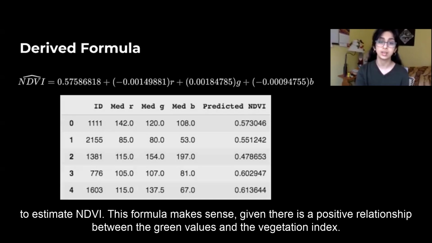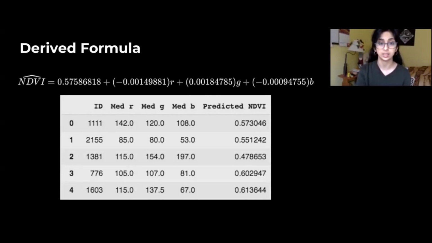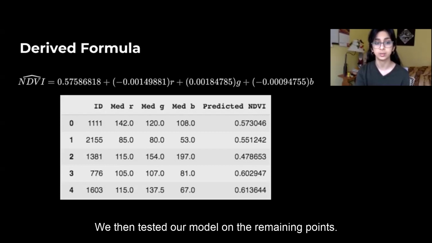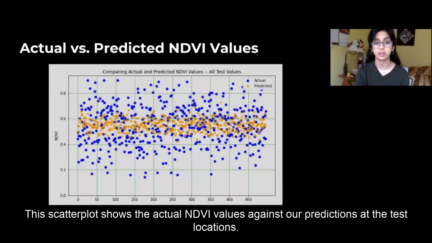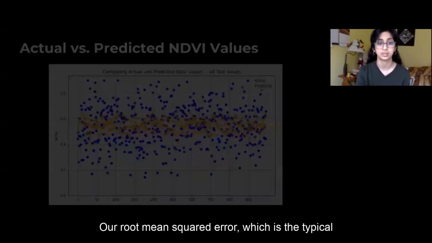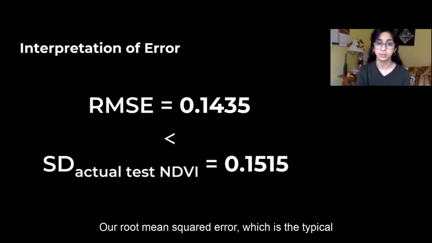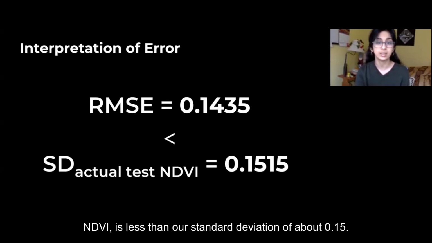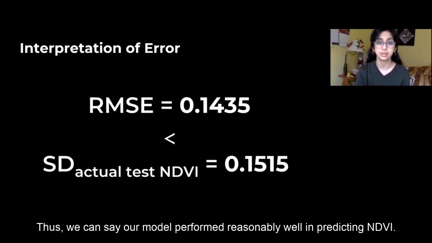This formula makes sense given there's a positive relationship between the green values and the vegetation index. We then tested our model on the remaining points. This scatter plot shows the actual NDVI values against our predictions at the test locations. As you can see, our predictions are less spread out than the actual values. Our root mean squared error, which is the typical distance between our true and predicted NDVI, is less than our standard deviation of about 0.15. Thus, we can say our model performed reasonably well in predicting NDVI.